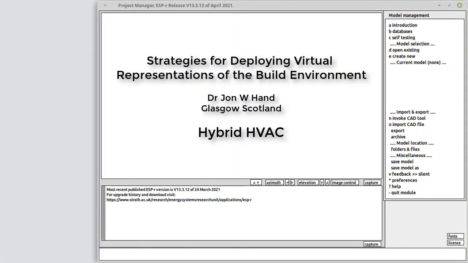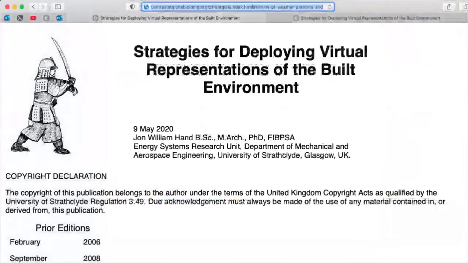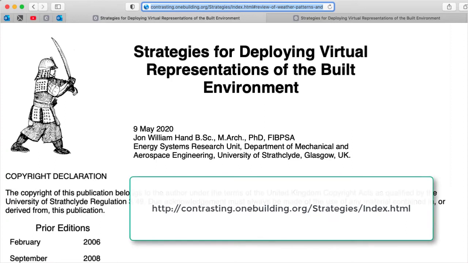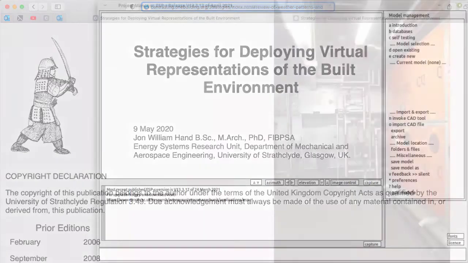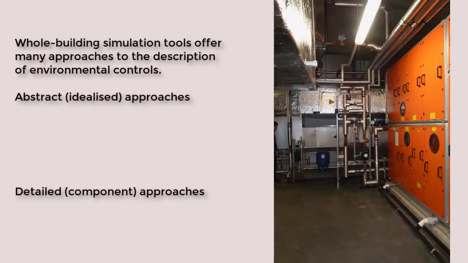HVAC, a hybrid approach. This video is another exploration from strategies for deploying virtual representations of the built environment. Whole building simulation tools offer a number of approaches to representing environmental controls. Different approaches are useful at different stages of the design process. We often use idealized approaches early in the design to test what-if scenarios and to understand the demand response characteristics of the systems we're using and the rooms they're placed in.